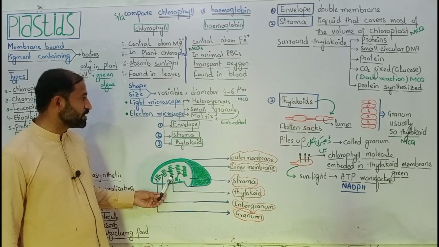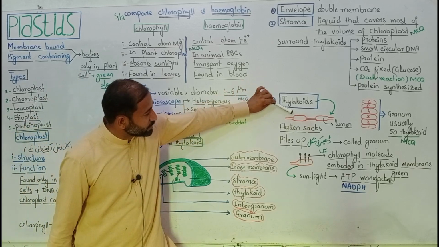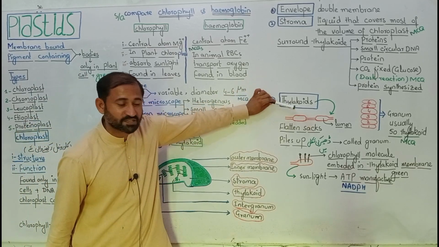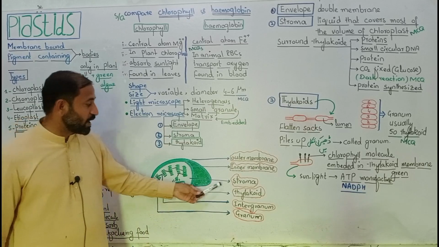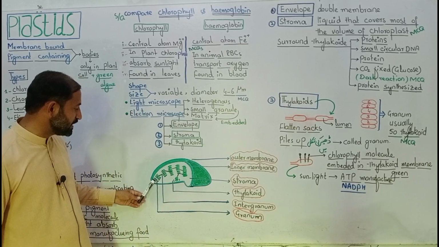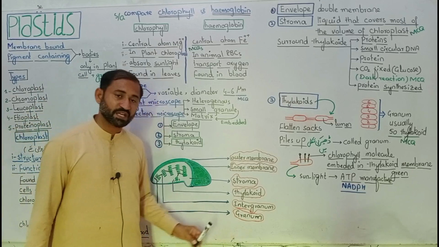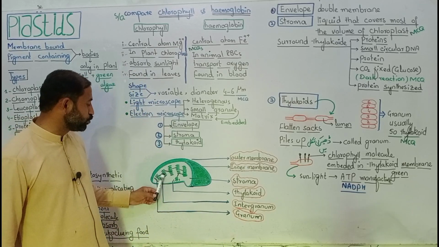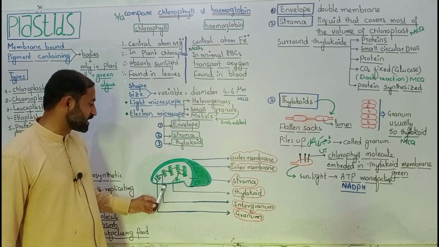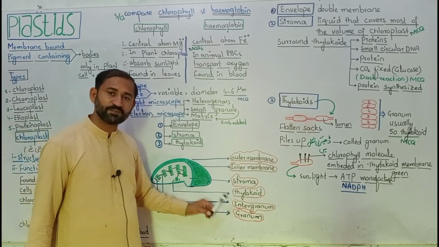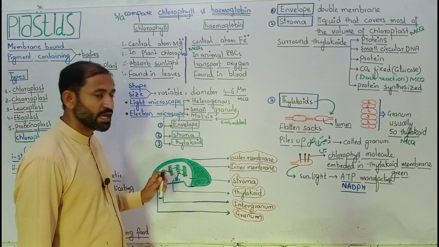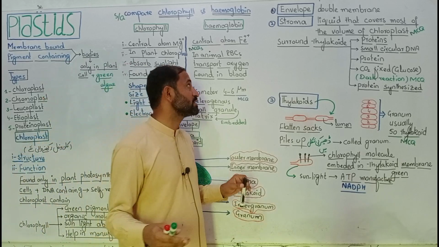Thylakoids are these bundles. This one sac is known as a thylakoid. The pile of thylakoids, or stack of thylakoids, is known as a granum. Between two grana, one granum and a second granum, the joining line is called an intergranum. This is a diagram of the chloroplast.